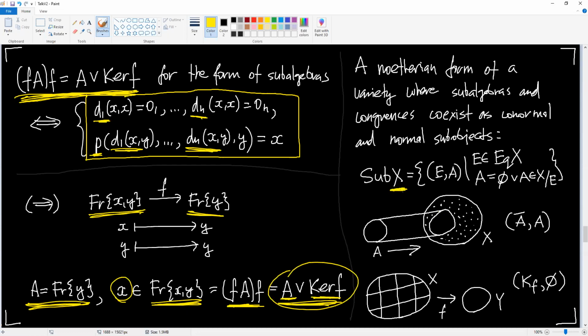So if you've got an algebra X, its subobjects are pairs consisting of an equivalence relation E on the algebra and either an equivalence class for this equivalence relation, one equivalence class, or the empty set. So A is either the empty set or one equivalence class. We could also take A to be just any set of equivalence classes. It'll give a less economical but still Noetherian form. And then in this Noetherian form, the normal subobjects will be exactly congruences. So they will be given by pairs consisting of a congruence and the empty set. So that's when we choose A to be empty. And the conormal ones will be given by subalgebras. It will be given by a subalgebra and the equivalence relation generated by it.